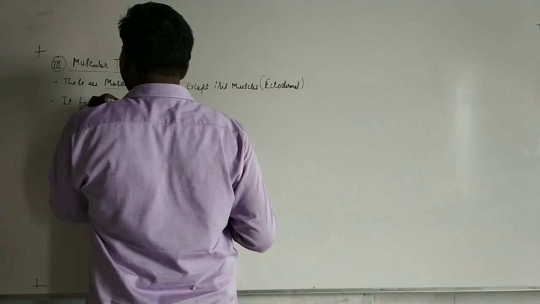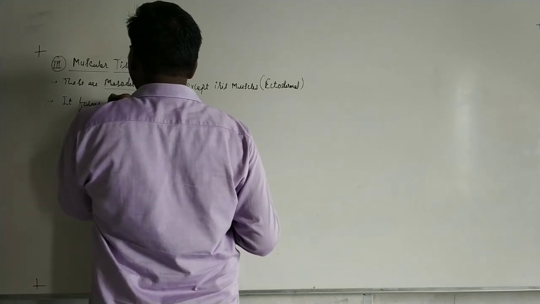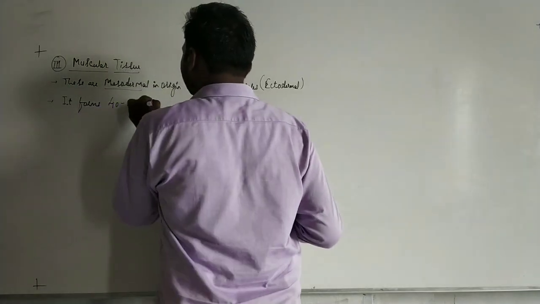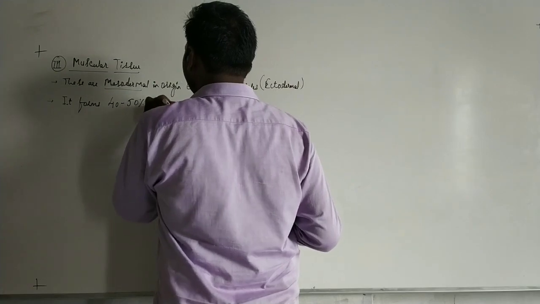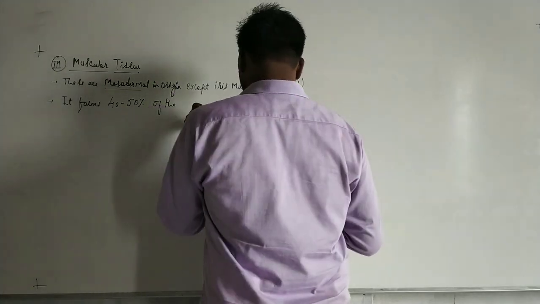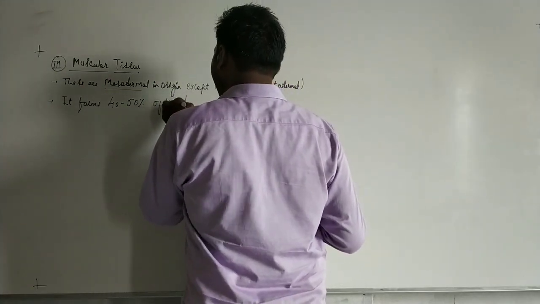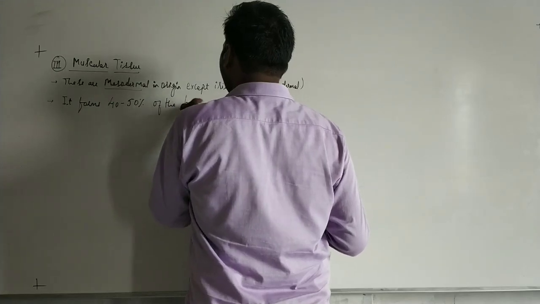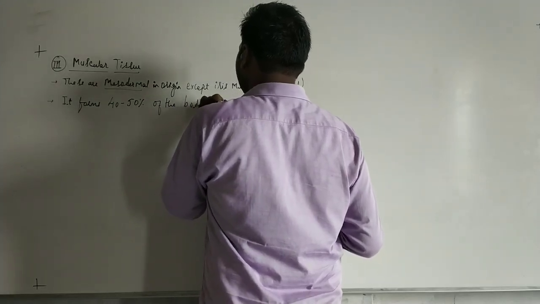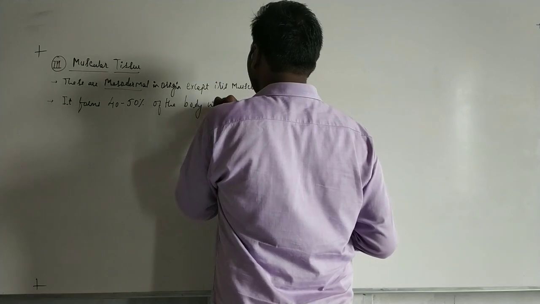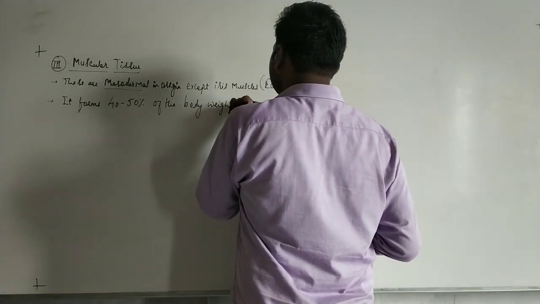The muscular tissue forms 40 to 50% of the body weight in humans.